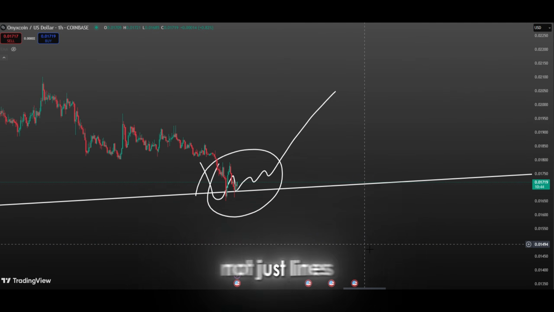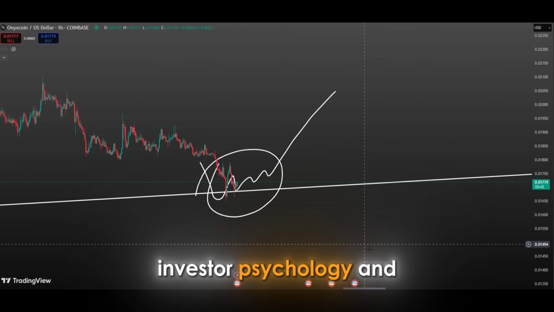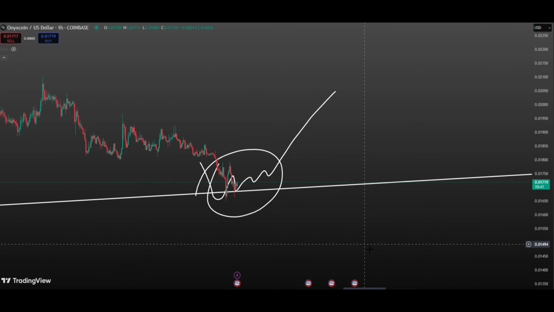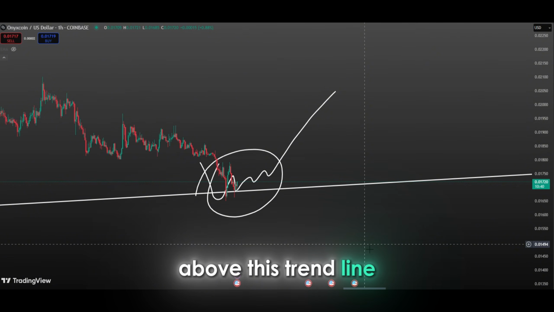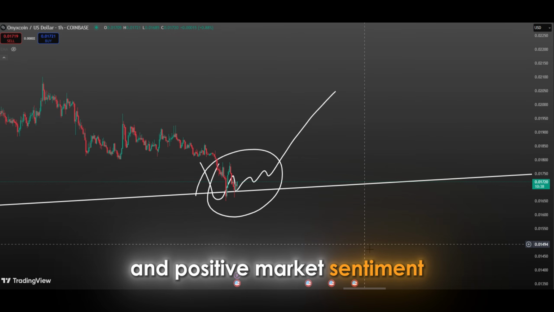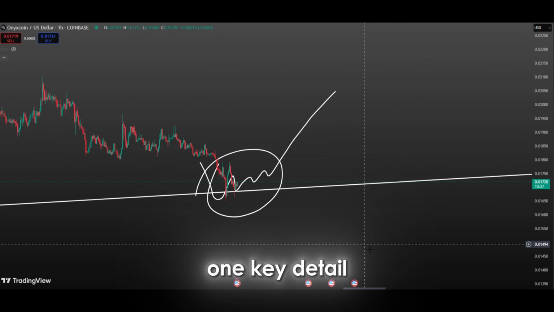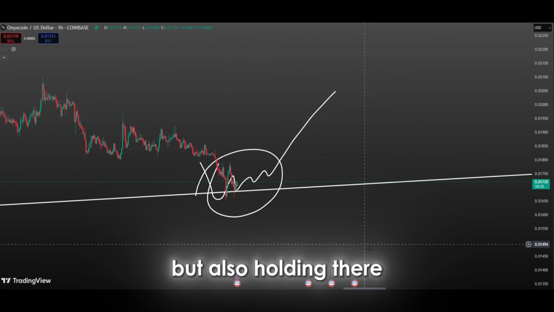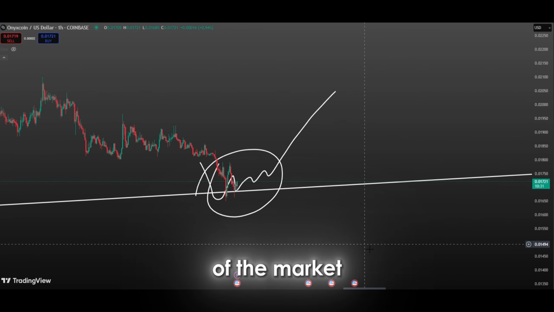These trend lines are not just lines. They reflect the structure of the price, investor psychology, and market momentum. The continued presence of the price above this trend line confirms the ongoing investor confidence and positive market sentiment. At this stage, one key detail is that the price is not just touching the trend line, but also holding there and beginning to show upward reactions. This indicates that buyers are still strong and in control of the market.